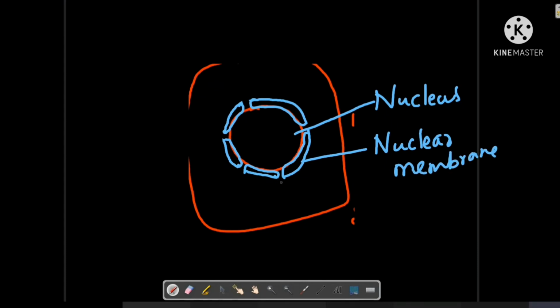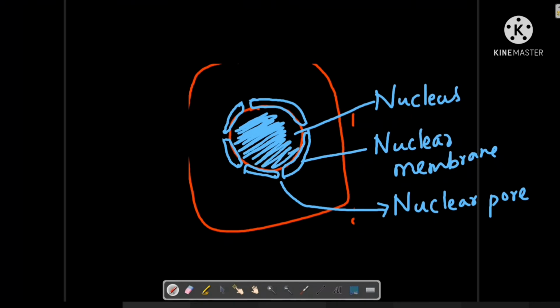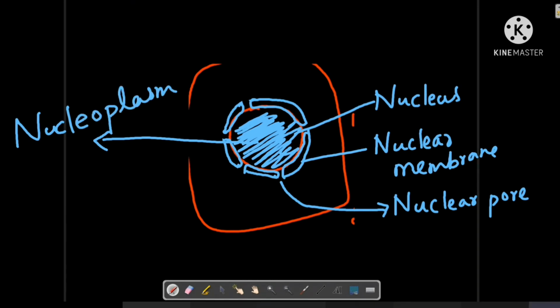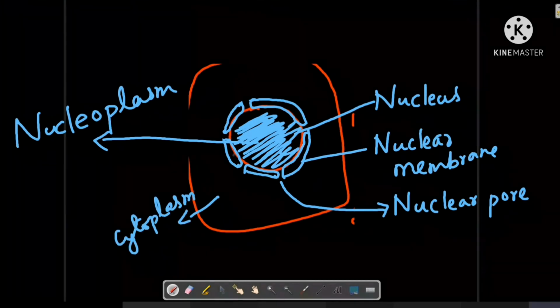And some parts are not covered by nuclear membrane. It is called as nuclear pore. Then inside the nucleus, there is the liquid portion, which is called as, what is it called as, children? Liquid portion inside the nucleus? It's called nucleoplasm. Cytoplasm is there outside the nucleus. This area is cytoplasm, whereas the liquid portion inside the nucleus is called nucleoplasm.